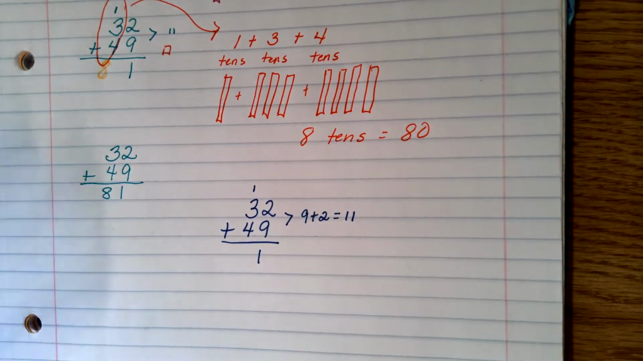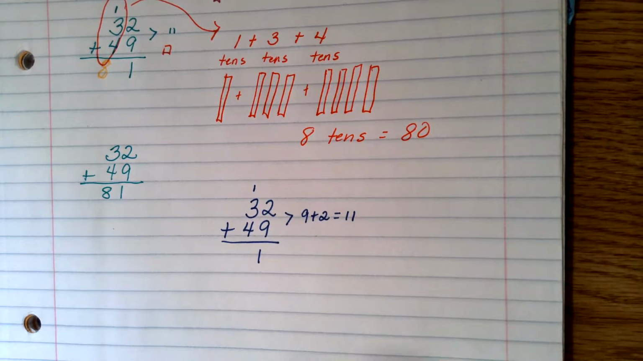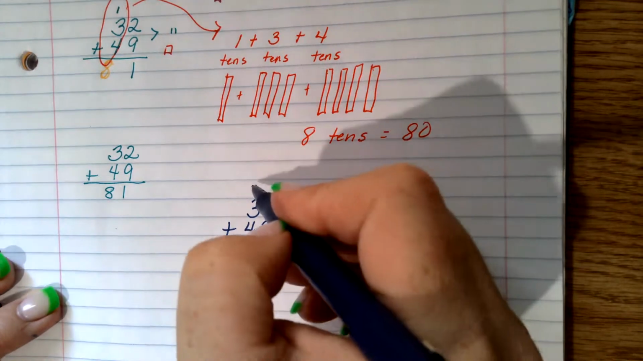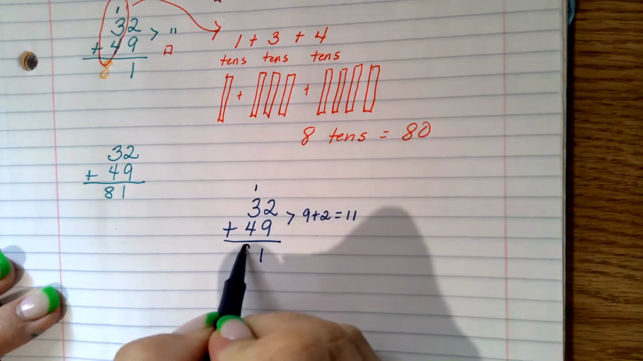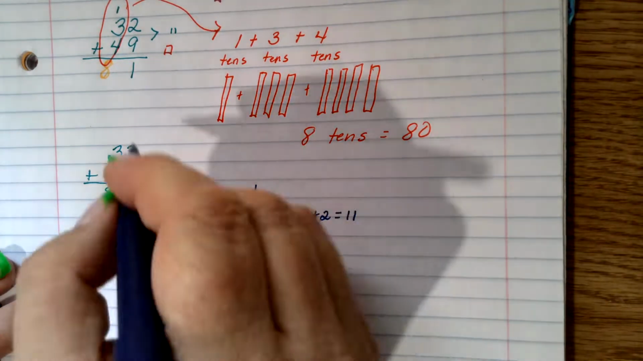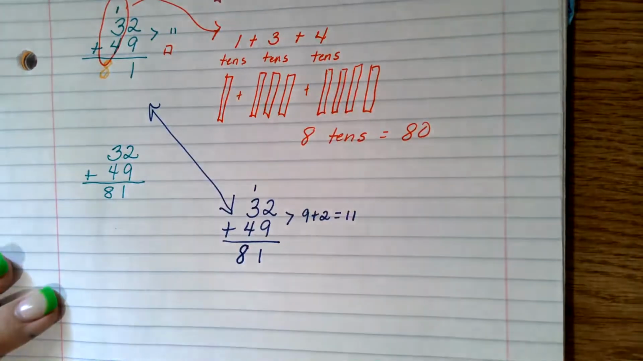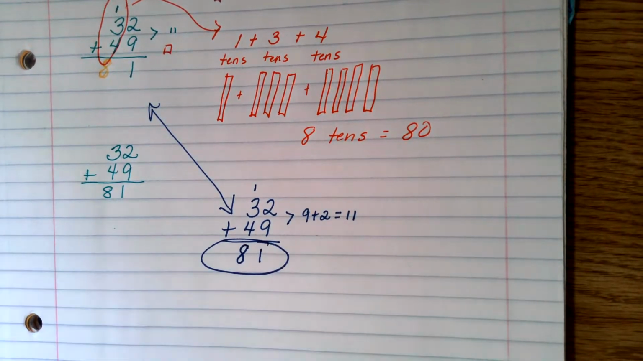It's like saying this. If I have ones and I end up with a 10 in my backpack, 10 is too heavy for me to carry. I have to put it into the right column. We're going to regroup and put it there. So then we would have 3 plus 4 is 7 plus 1 is 8. 81. These are the same thing. We still have the same answer. If you have any questions about that, let me know.